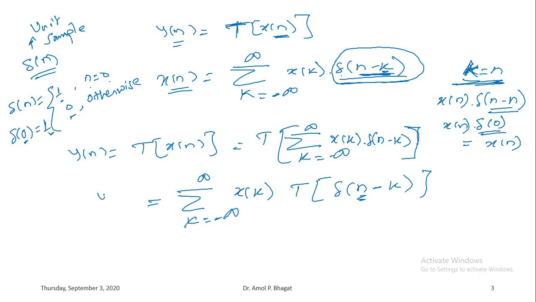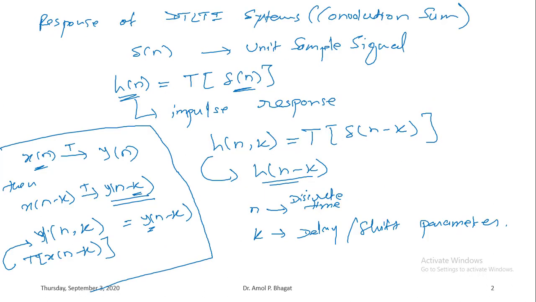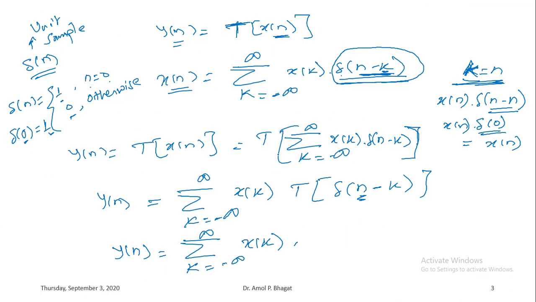So y of n can be identified as y of n equals summation from k equals minus infinity to infinity of x of k into, if we give del of n minus k to the system, its response can be represented as h of n comma k. So here I can replace T of del of n minus k with h of n comma k.